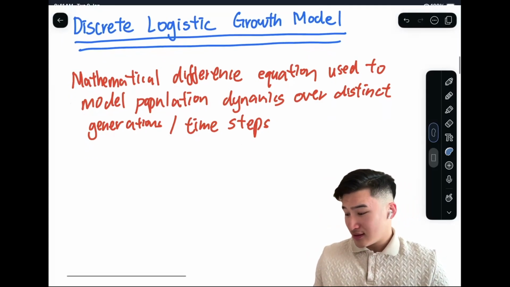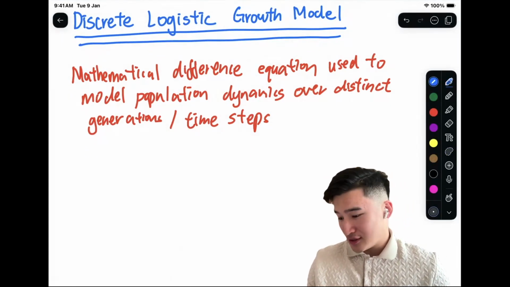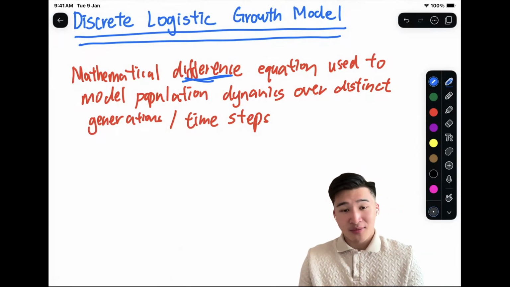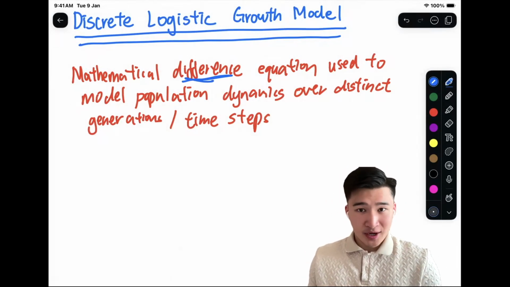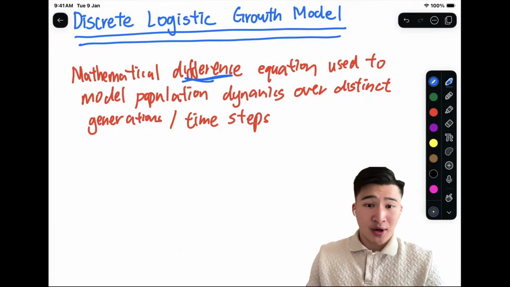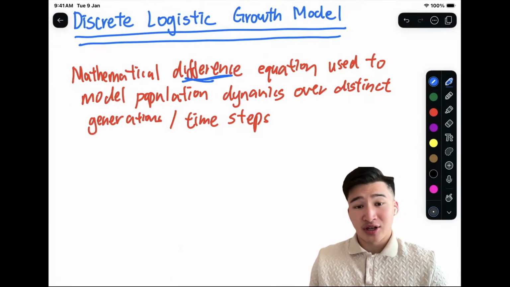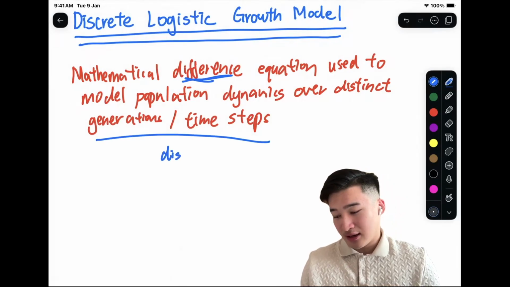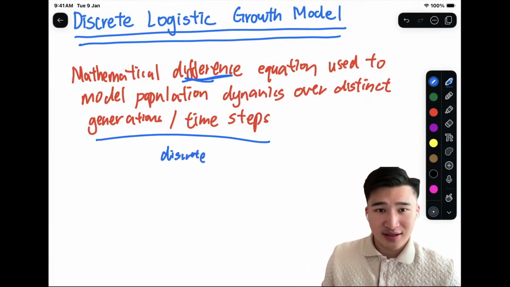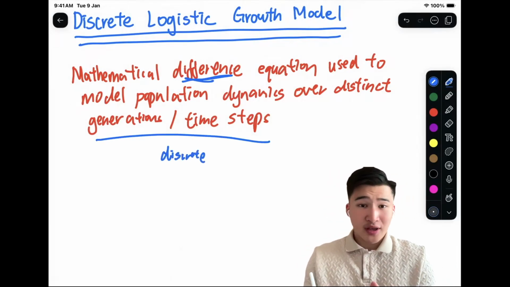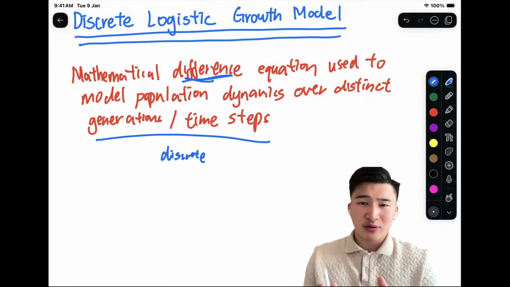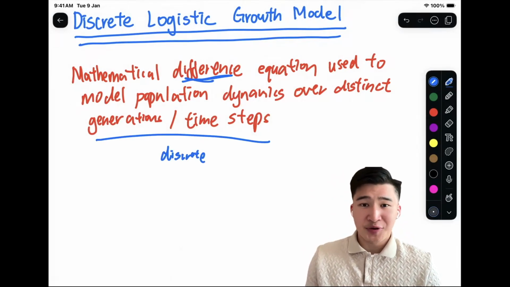But basically, this is a mathematical difference equation, okay? Make sure it's not differential, because differential is another thing. It's a mathematical difference equation, which means it's periodic, used to model population dynamics over distinct generations and time steps, right? Again, these are discrete, and I love highlighting that. Discrete is so important. Okay, so before I give you guys the formula of the discrete logistic growth model, there are two quick concepts that we have to talk about first.